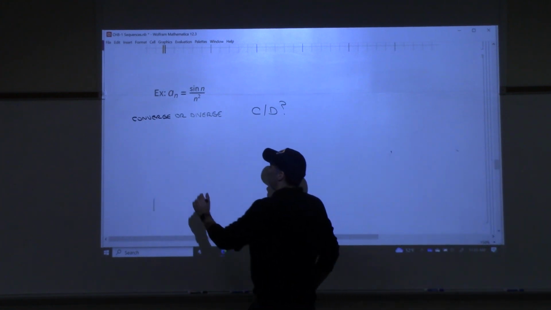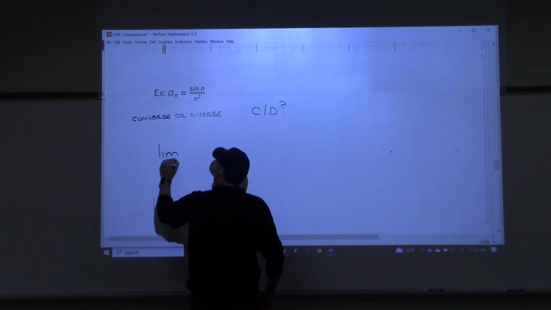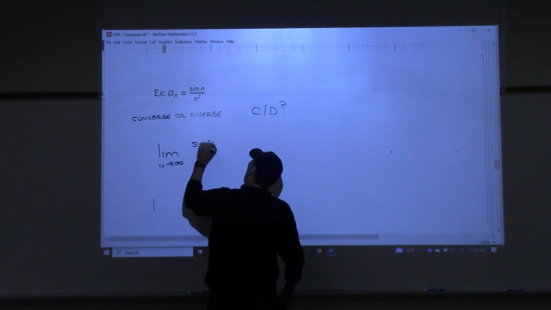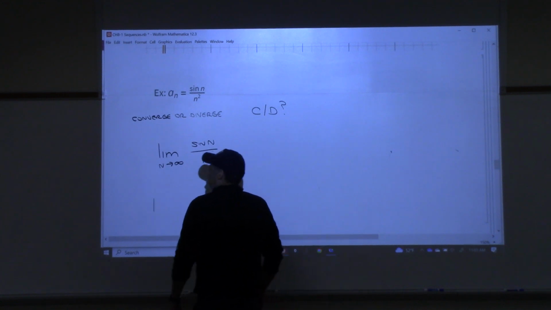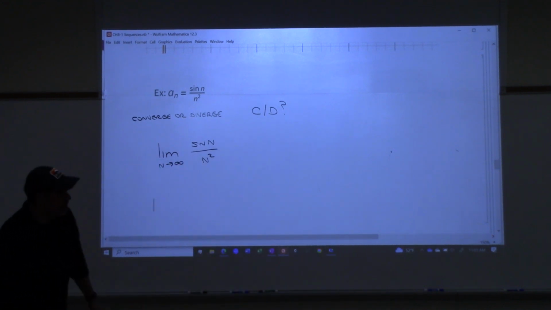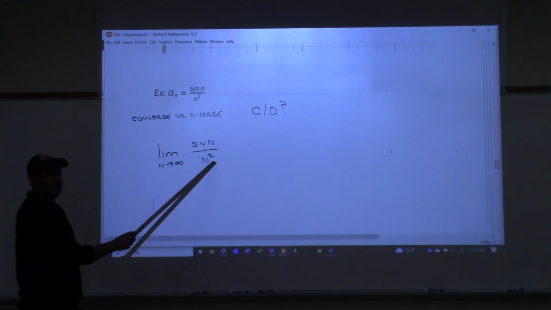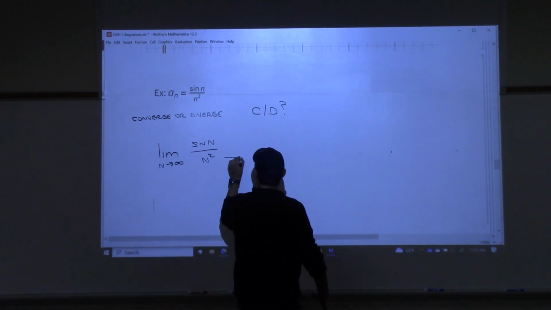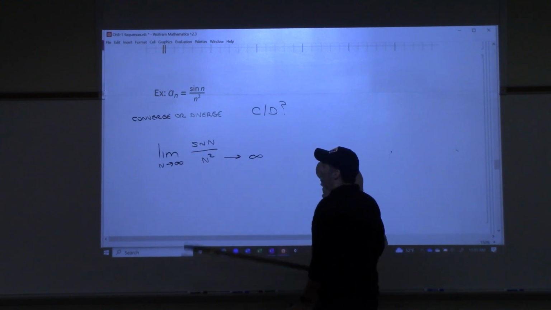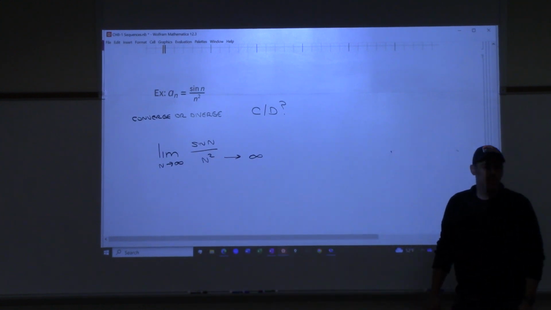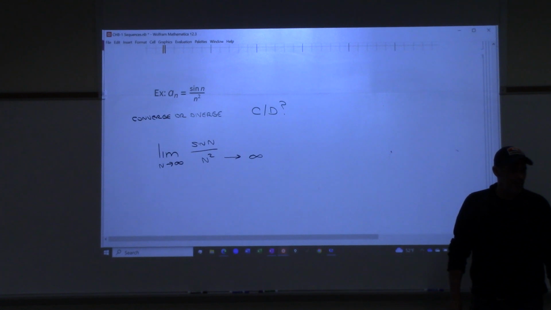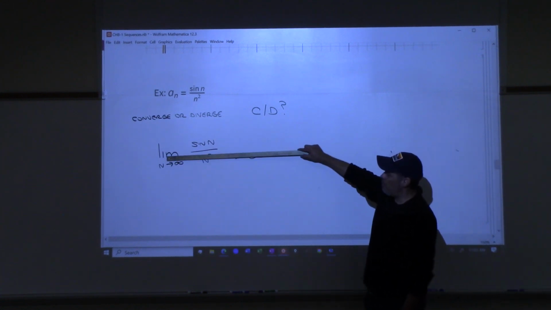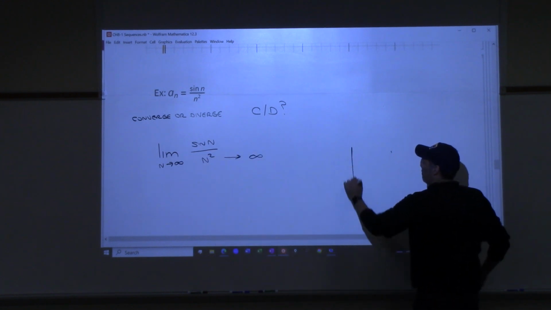If I try to take the limit as n goes to infinity of sine n over n squared, what happens here as n goes to infinity is the bottom goes to infinity, right? n squared gets bigger and bigger, so the bottom goes to infinity. But what does sine of n do? You have to think about what this sequence looks like. Ignore the n squared. What does sine n look like?